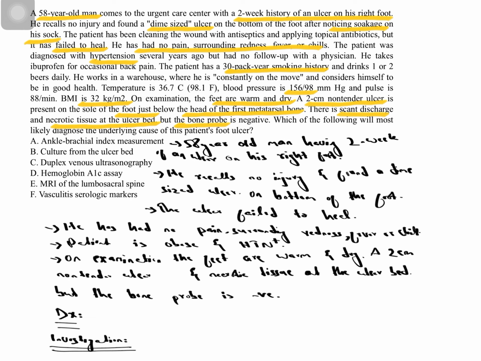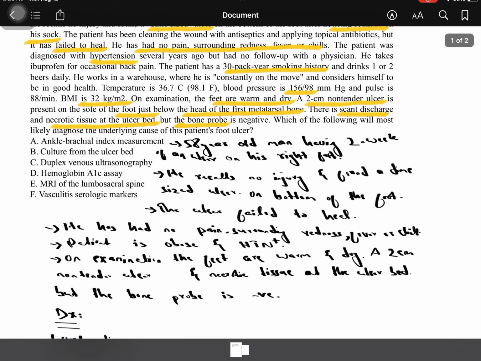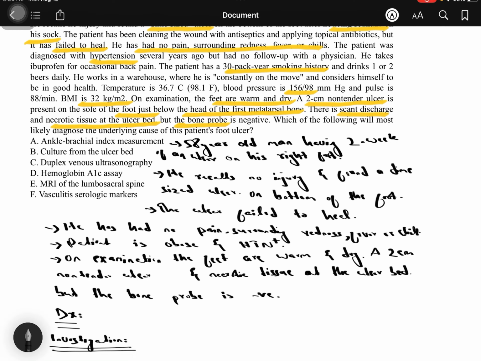First of all, this is a 58-year-old man having 2 weeks of an ulcer on his right foot. He recalled no injury and found a dime-sized ulcer on the bottom of the foot. The ulcer failed to heal with daily antiseptic and topical antibiotic. He has had no pain, surrounding redness, fever, or chills. The patient is obese and hypertensive. On examination, the feet are warm and dry, with a 2 centimeter non-tender ulcer and necrotic tissue at the ulcer bed, but the bone probe is negative. So based on these hints, what is the diagnosis of this question?